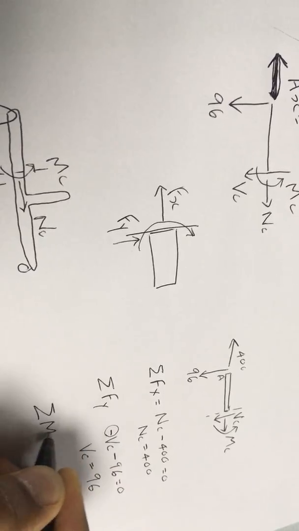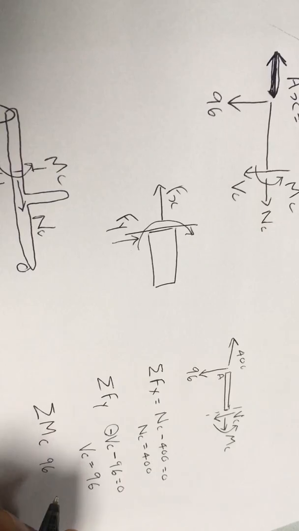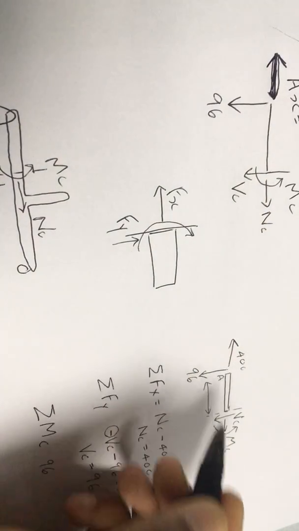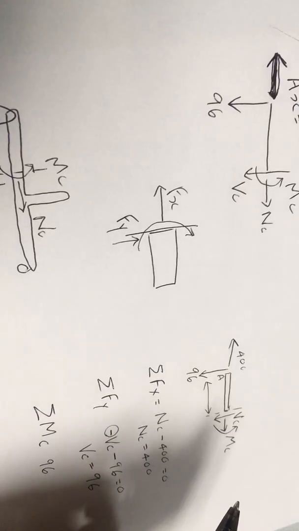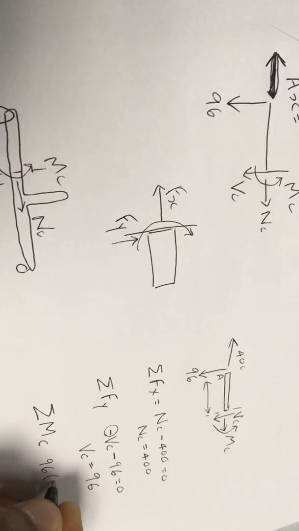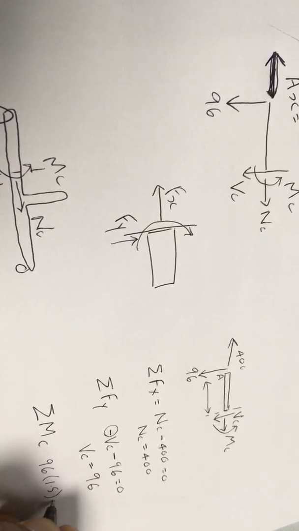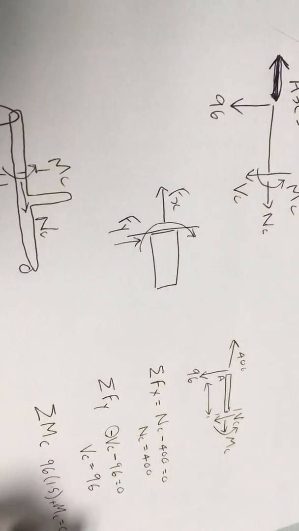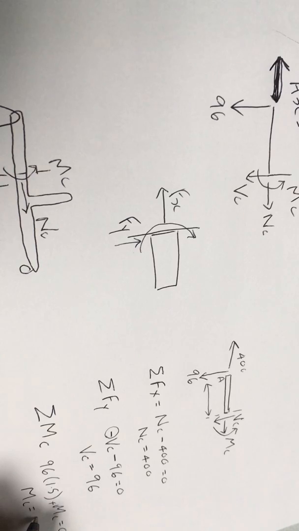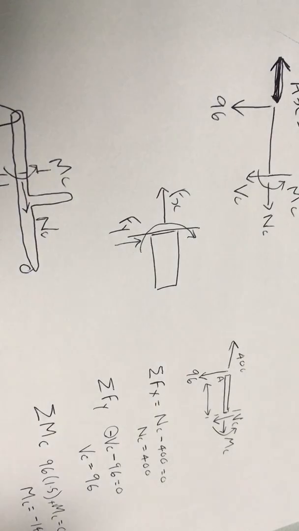And then when you have the sum of the moments about C, you'd have 96 times this distance here, which I believe was 1.5, right? 96 times 1.5 plus MC is equal to 0. So MC would be equal to negative 144 Newton meters. Yay.